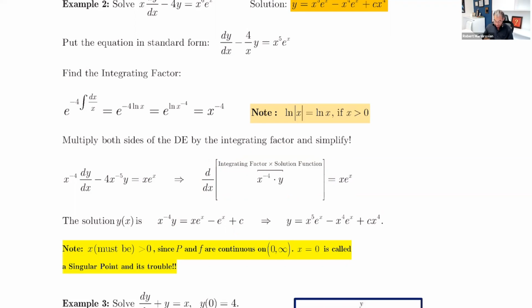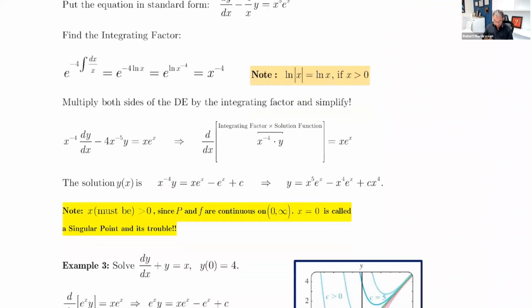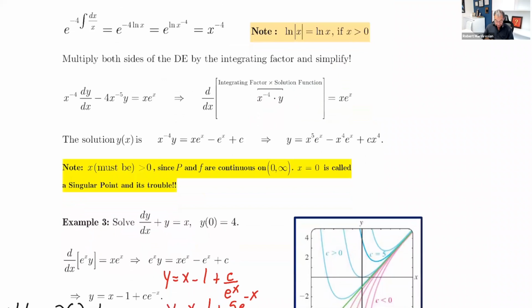then what you can do, initial condition is not given here. Then you isolate y, so divide both sides by x to the power of -4, and that's the solution. So here I put a note, but later on we're going to see x has to be greater than 0 for both functions to be continuous, and x equals 0 is a singular point. Be patient, we're going to go over this one.